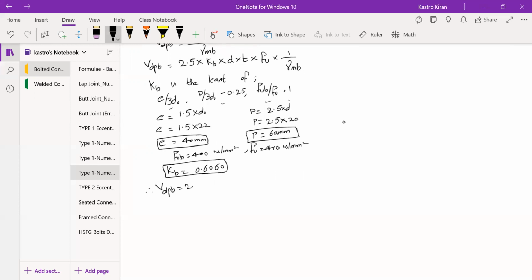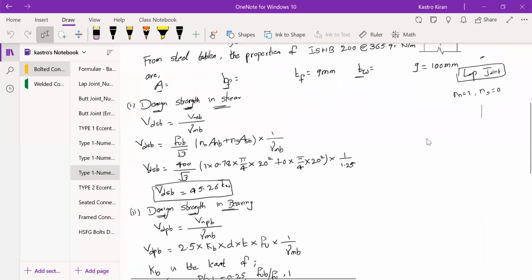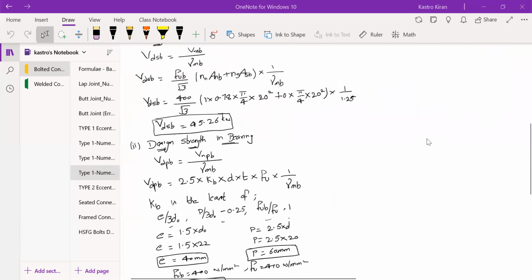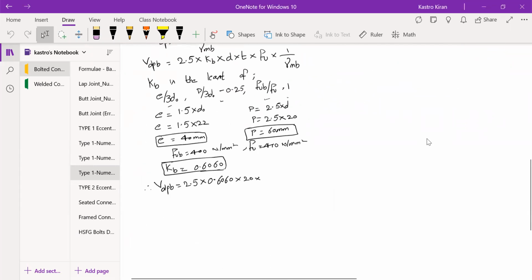Therefore, VDPB equals 2.5 into KB, where the KB value is 0.6060. So 2.5 KB d t into fu. D is the diameter of bolt, which is 20. And the t value we don't know. For the time being, let us keep the t value aside. And fu is 410. Now, here we need to take the value of t.